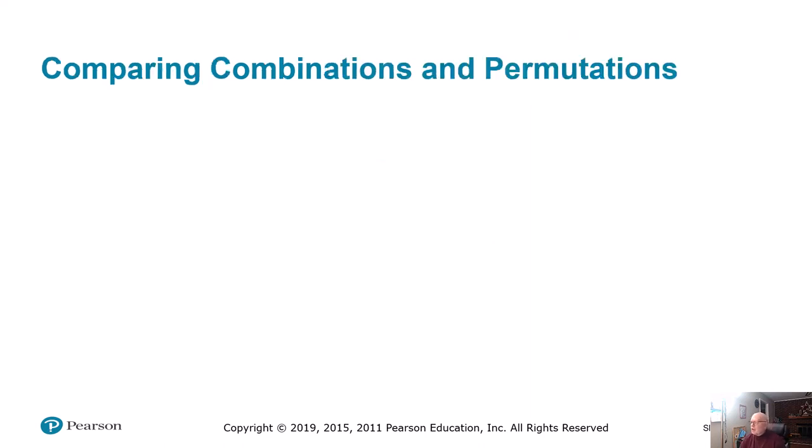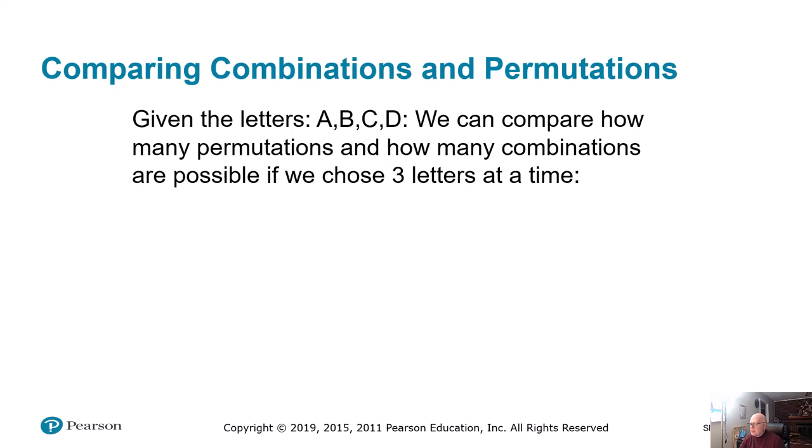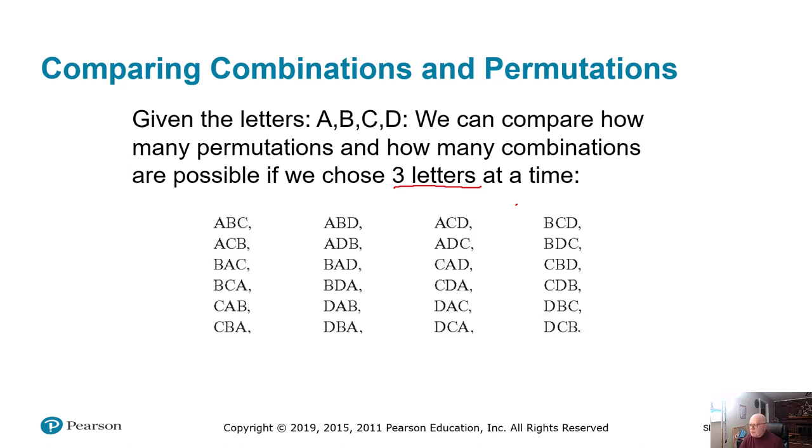Now let's take a look at the 2's so we can keep them separate. We're going to look at the letters A, B, C, and D so we can keep it as simple as we can and still get the point across. 4 letters. We're going to choose 3 letters at a time though. Just 3 letters. 4 to choose from, we're picking 3. Now how does this look?